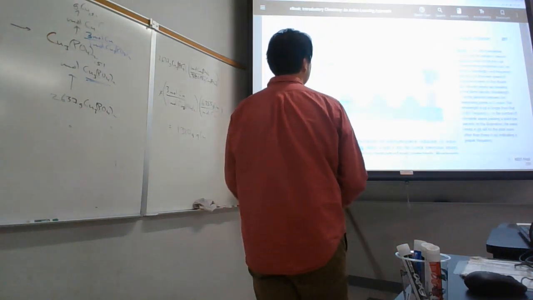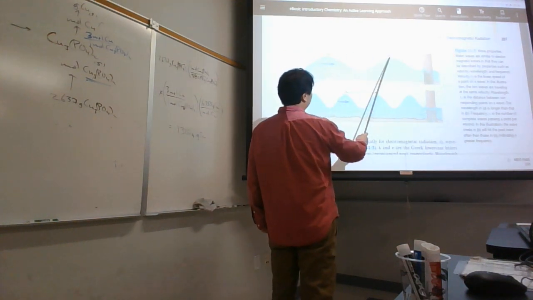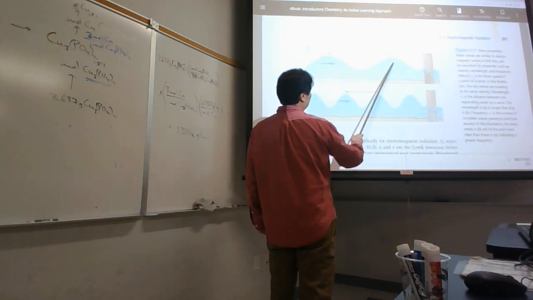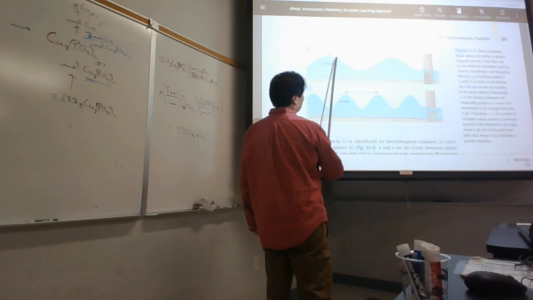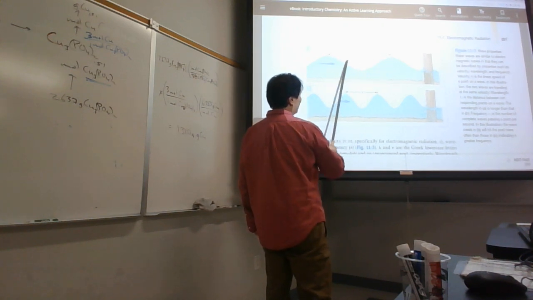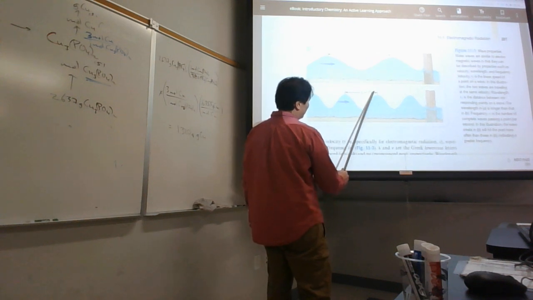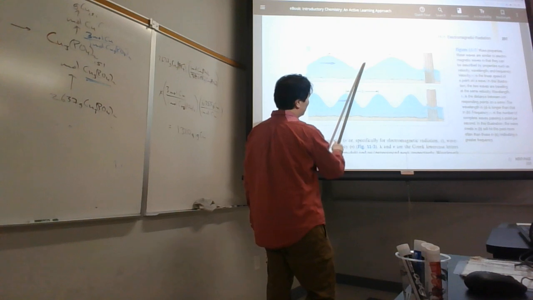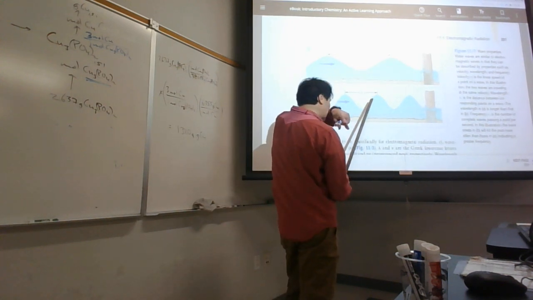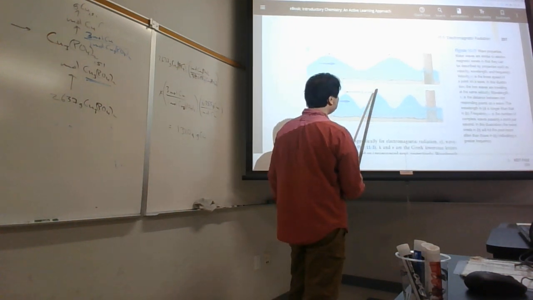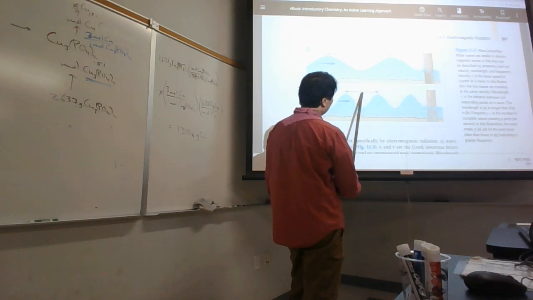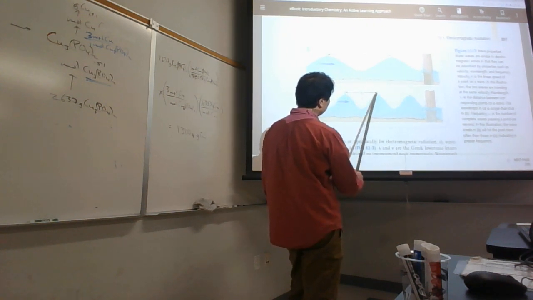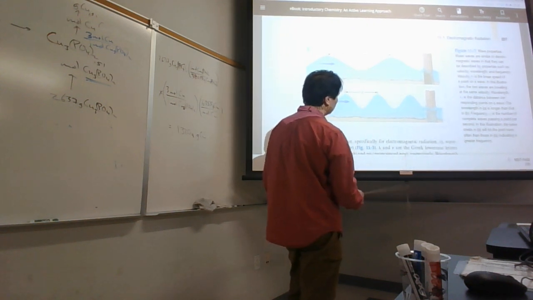Here we can see differences in wavelength. This is long wavelength, lower frequency. In terms of light, if this were light, longer wavelength, it's lower energy, lower frequency. Shorter wavelength is given by the symbol lambda. Wavelengths vary by many orders of magnitude. So shorter lambda, shorter wavelength, means higher frequency, higher energy.